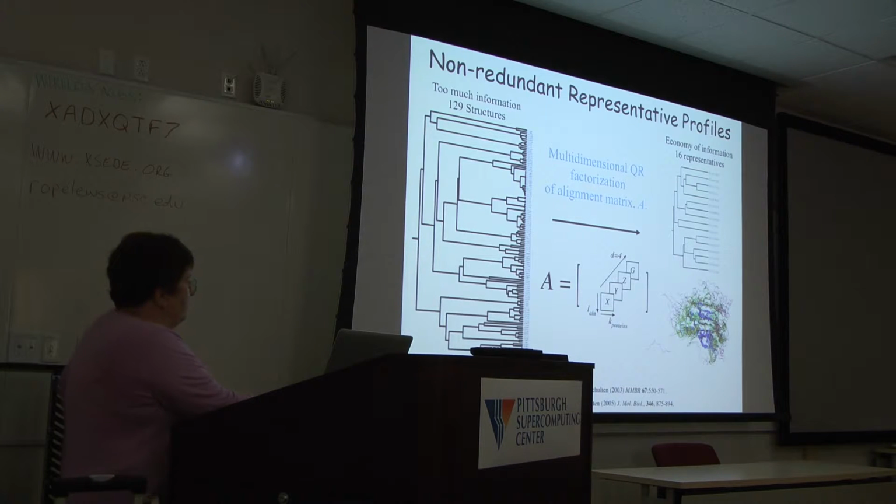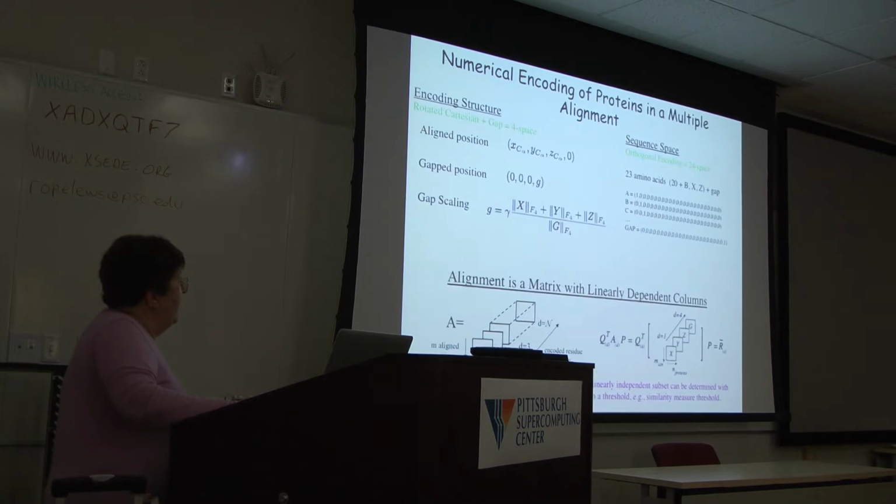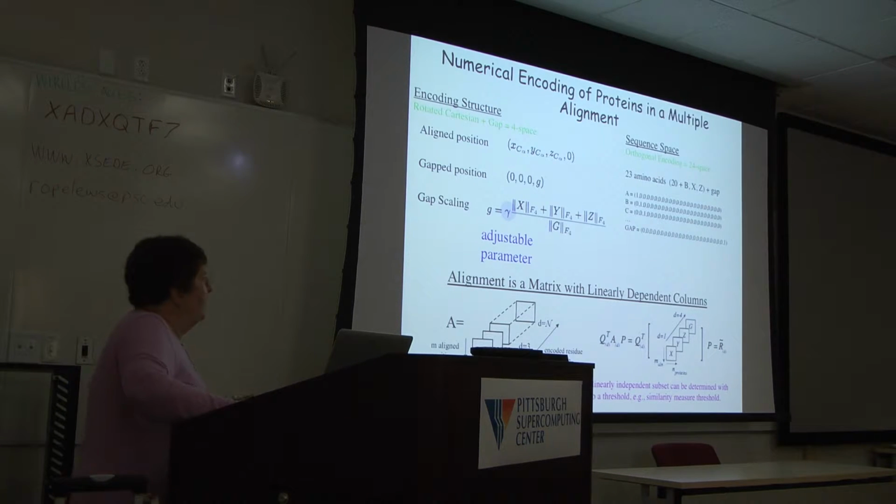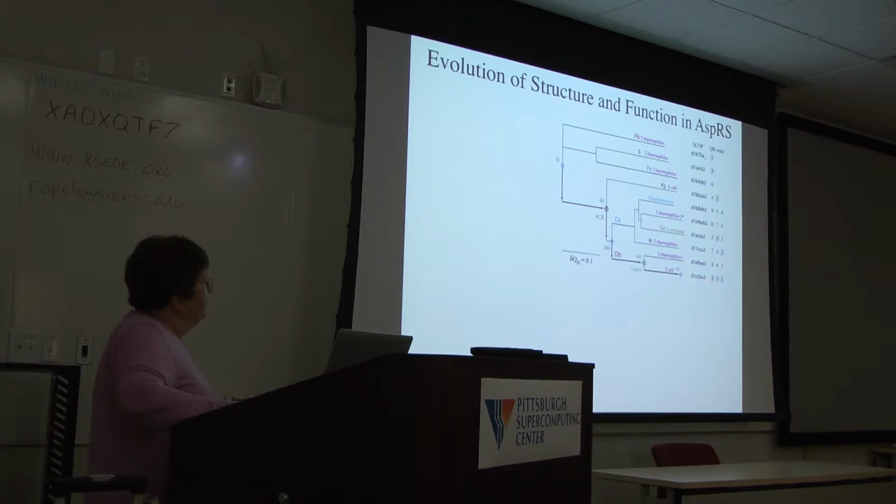And this algorithm, this QR algorithm, selects out of these the ones that are most different, right? Linearly independent. And you can do this both with structure or with sequences. The parameters have been set in the code. I think you can change them, but I wouldn't, because we had to do this over a lot of different proteins to try and make it most useful.